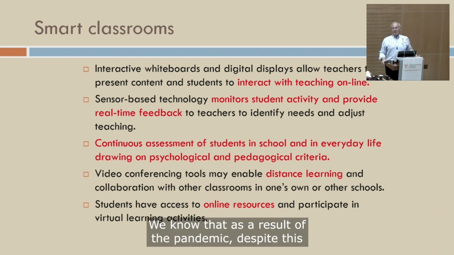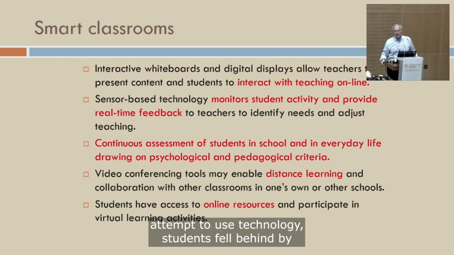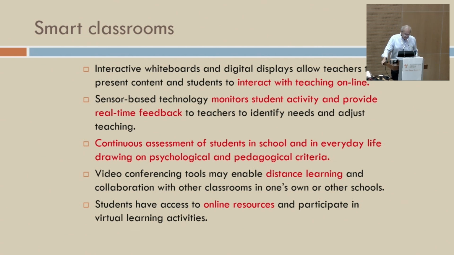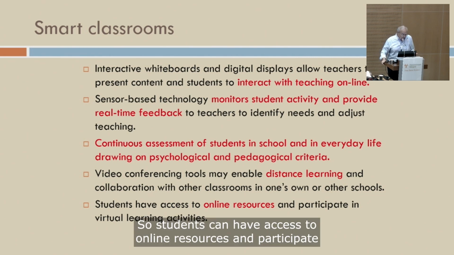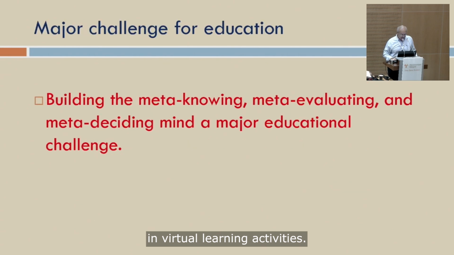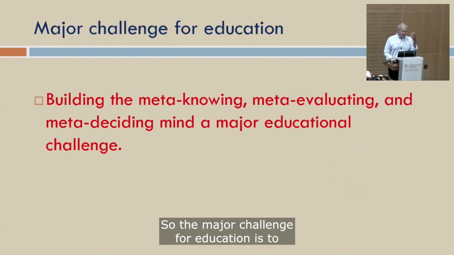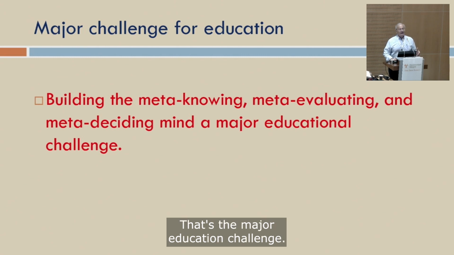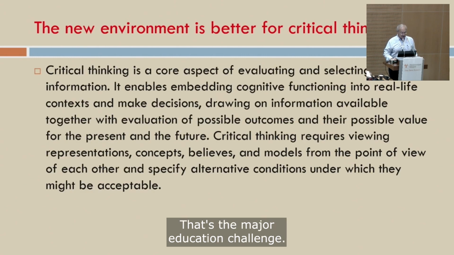We know that as a result of the pandemic, despite this attempt to use technology, students fell behind by a couple of years. And we haven't mapped this yet. So students can have access to online resources and participate in virtual learning activities. So the major challenge for education is to build the meta-knowing, meta-evaluating, and meta-deciding mind. That's the major education challenge.